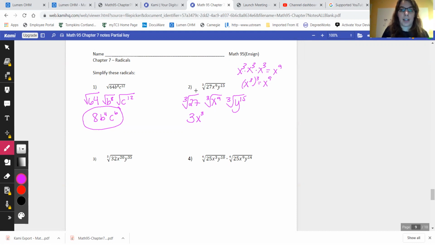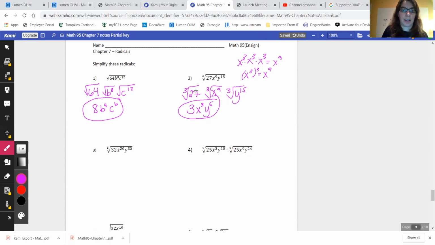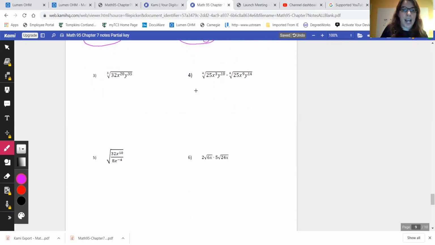I can double check that. Here, the y to the 15th, I want the cube root of that. 15 divided by 3 is 5. It's kind of like a 6, but that's a 5. 3x to the 3rd, y to the 5th. Okay, here I have 5th root.